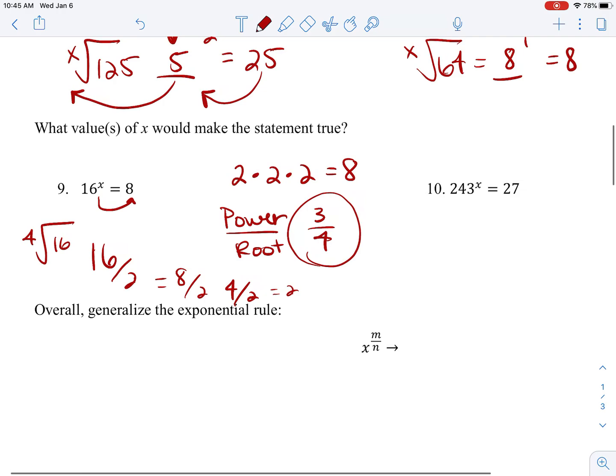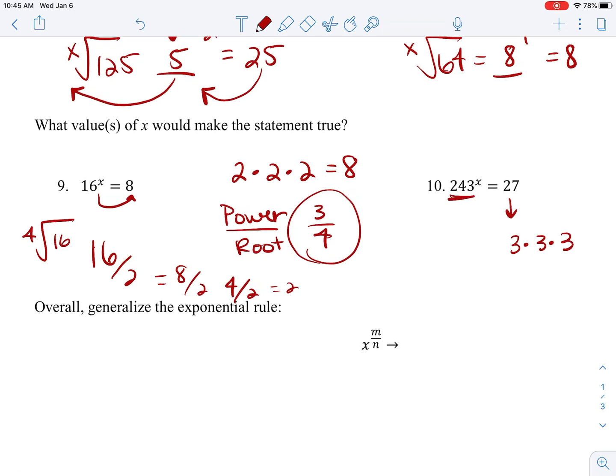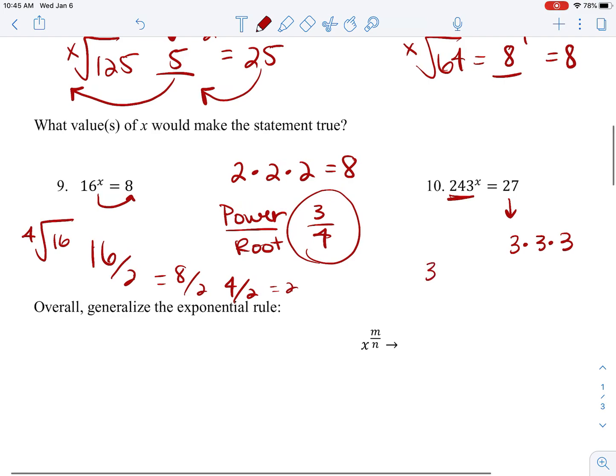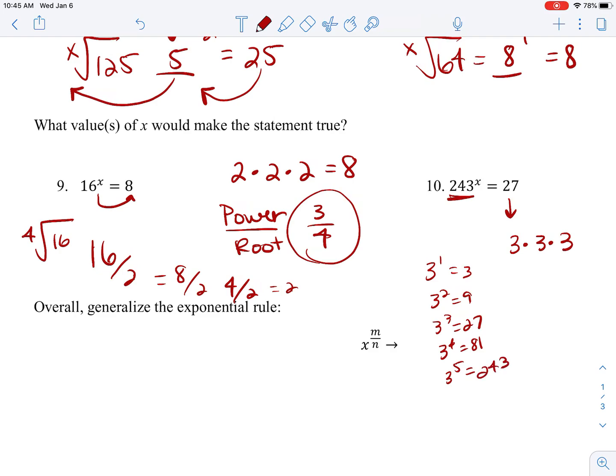So last but not least, when you're trying to figure out these challenge ones, how could I get to 27? The only way you could do that is 3 times 3 times 3. So I need to get 243 back to 3. In your calculator, you can say, 3 to the first is 3. 3 squared is 9. 3 cubed, 27. 3 to the fourth, 81. You could be typing this in. 3 to the fifth, 243. Bingo, there it is. So we know our root to get back to 3 is 5, and our power is 3, so 5/3.